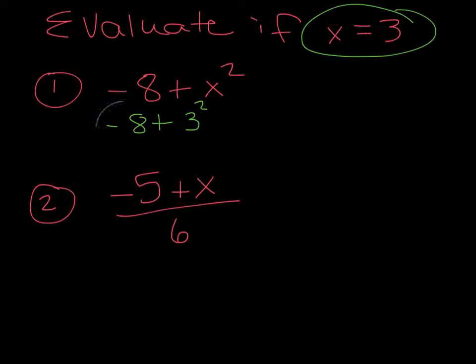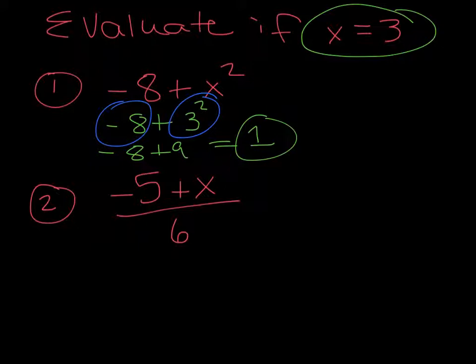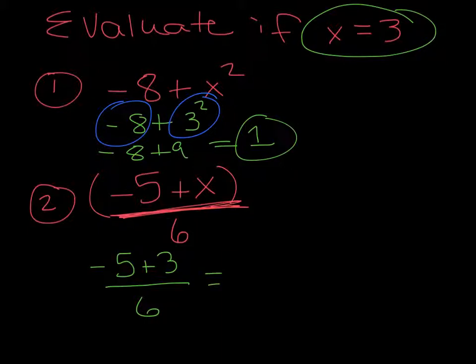Following your order of operations, just like you're supposed to, that would end up being -8 plus 9, and that answer would be 1. In number 2, this line right here is just a big fraction bar, or it can mean divide, but it's kind of like a parentheses because you're going to have to make sure you do the top first before you divide. So once I substitute my 3 in for x, it's going to give me -5 plus 3, all of that over 6. That's going to equal -2 over 6.